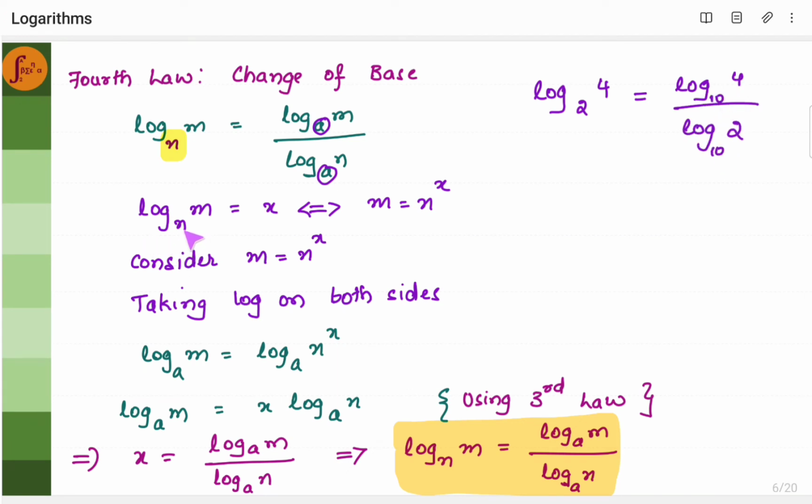Now we'll prove this. Let's assume that log m to the base n is equal to x. Now we'll write this in exponential form. Exponential form is like this: n to the power x is equal to m. Now we take logarithm on both sides, apply log on both sides. So it's going to be log m is equal to log n to the power x. We saw in the third law, if you have a power here, we can write it as x log n. Now we'll take x on one side, x is equal to log m by log n. What is x? We had assumed x to be log m to the base n. So we substitute x here. Log m to the base n is equal to log m by log n. So we have proven this theorem.